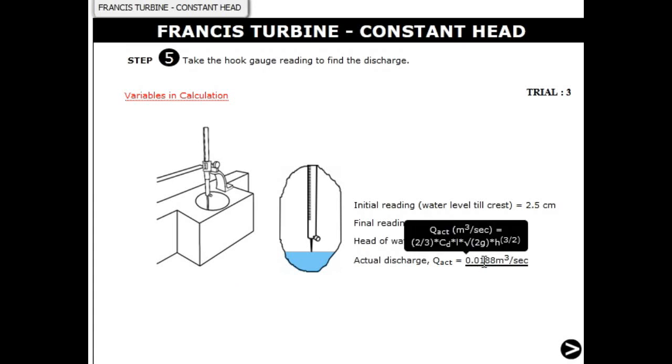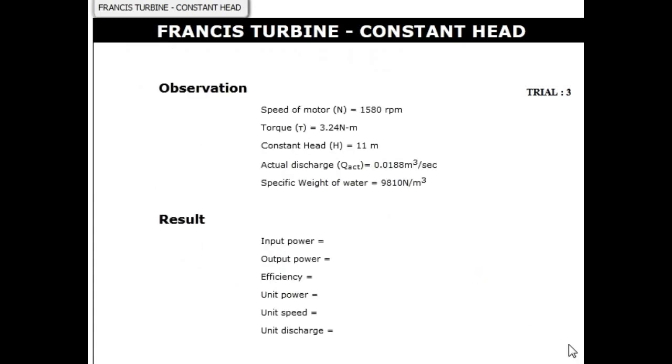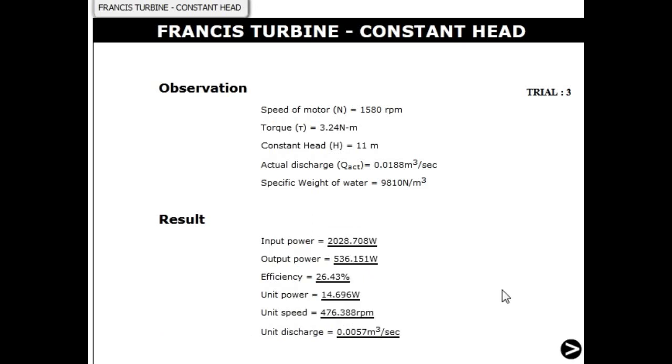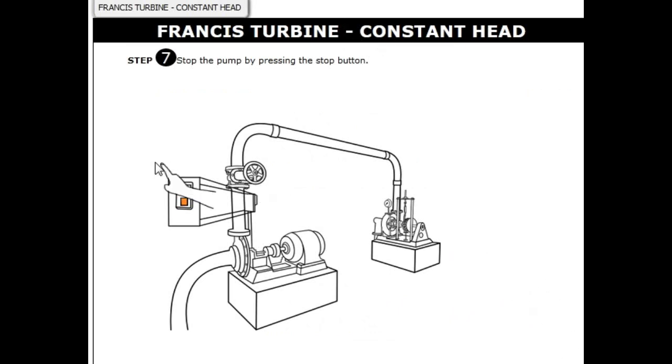The answer is written here. The next step, let us complete the result part. We'll calculate and substitute these values. So these are the result values. After you take all 3 readings, you can stop the pump.